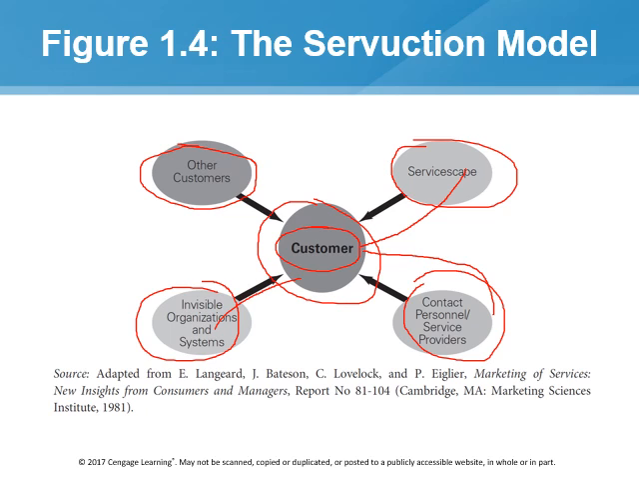So basically what you need to understand is, we have already discussed the concept of 7Ps, and this 7Ps concept can be explained in so many ways.